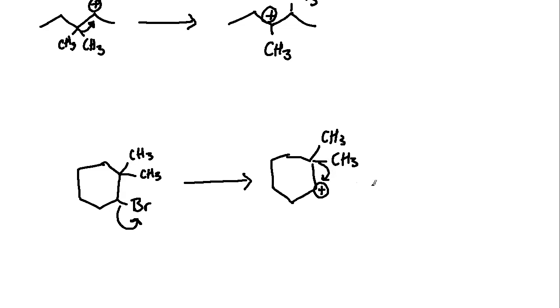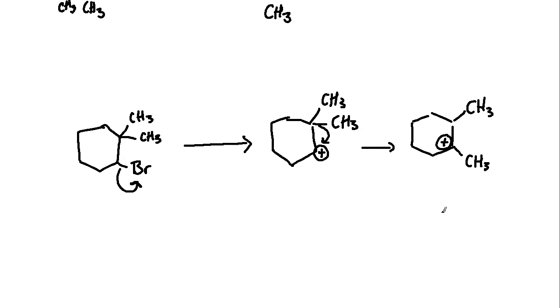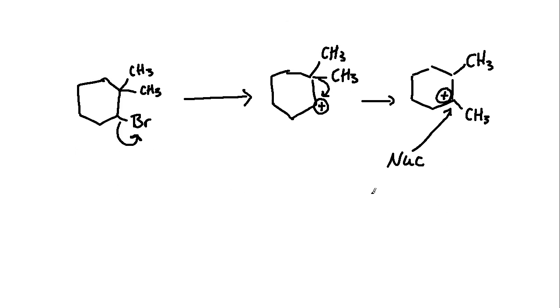down, and you would end up with a rearranged intermediate that looks like this. And then the plus would be associated with that carbon there on the corner of the ring. So this is how SN1 undergoes rearrangements. And then the nucleophile, whatever it may be, is going to come in and attack that newly positioned carbocation. And what results is a compound that is different than what we would have originally expected.